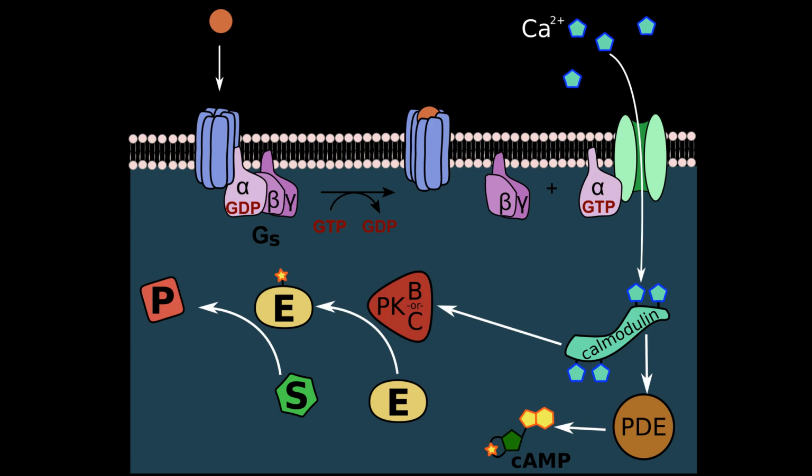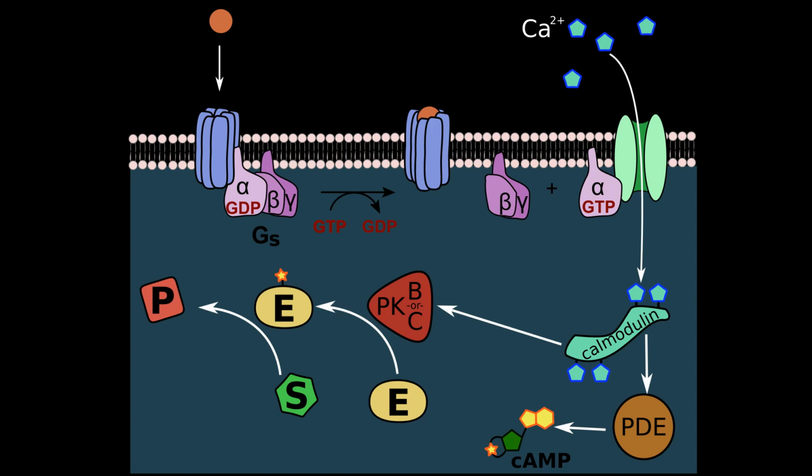Here again, we are beginning with the exact same beginning. G protein coupled receptor binds to a ligand, activates G protein, the alpha subunit goes off, and in this case, the effector that it's going to affect is actually a calcium ion channel that is going to open up, and then we have calcium flooding into the cell. In this case, we actually have the calcium bind to calmodulin.